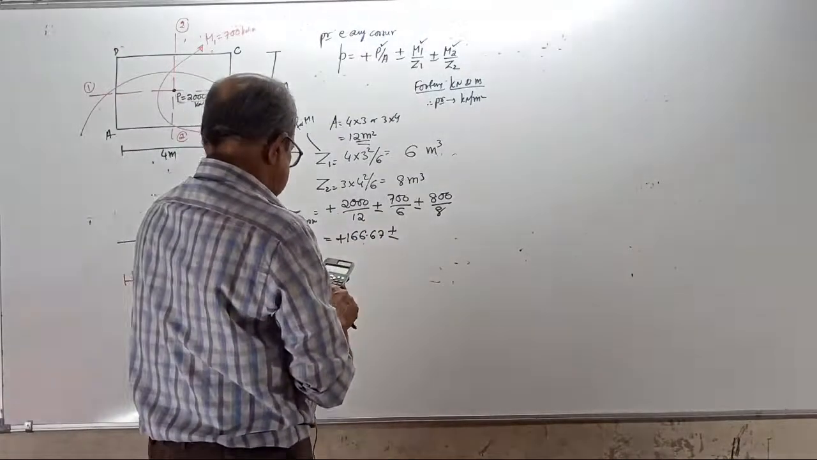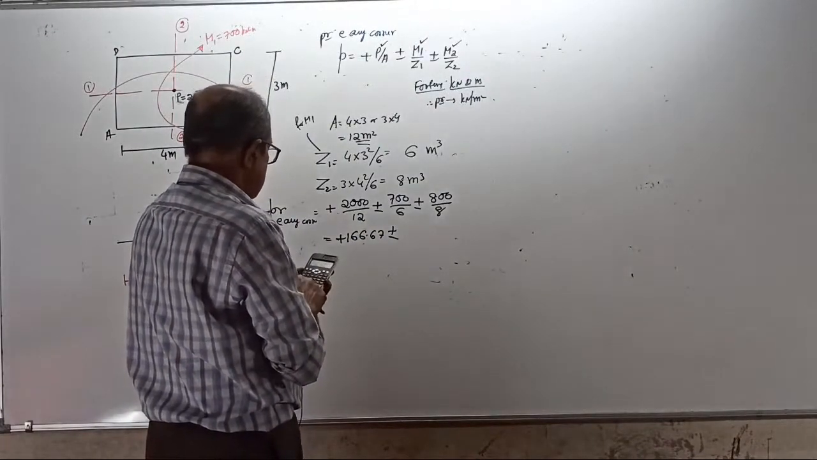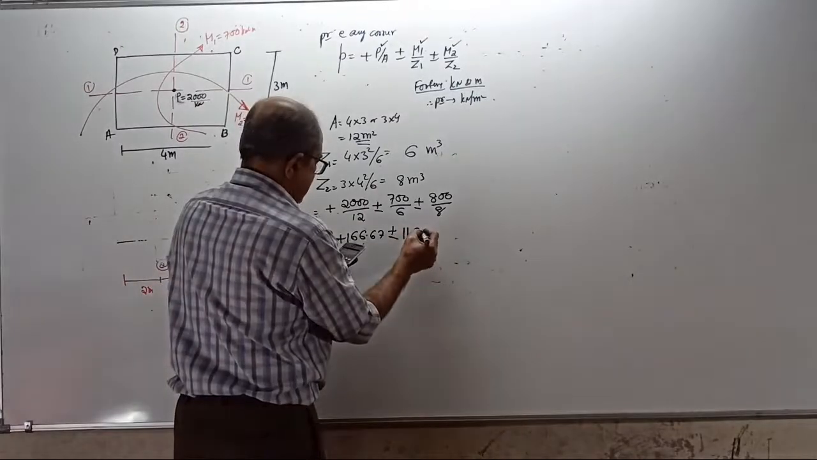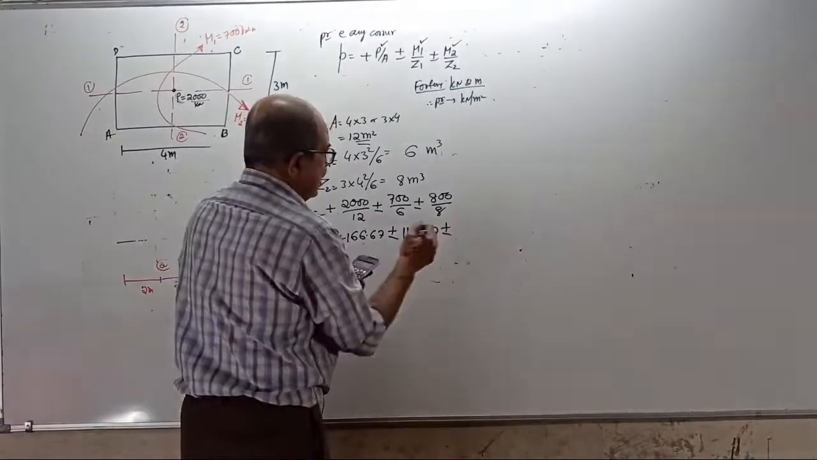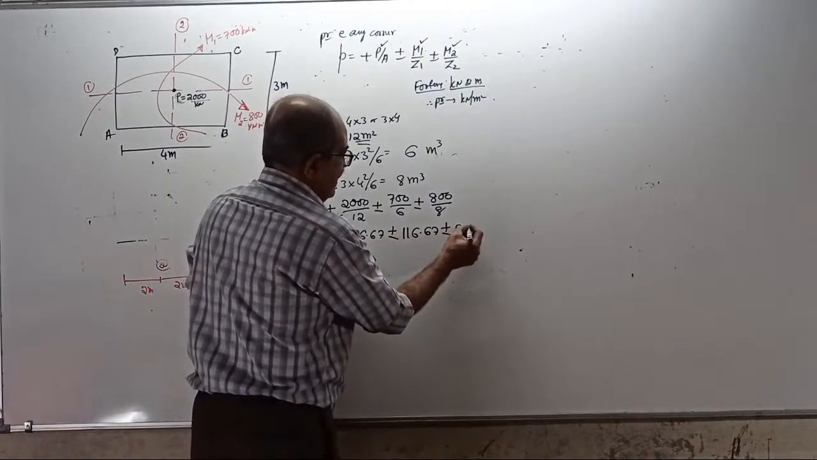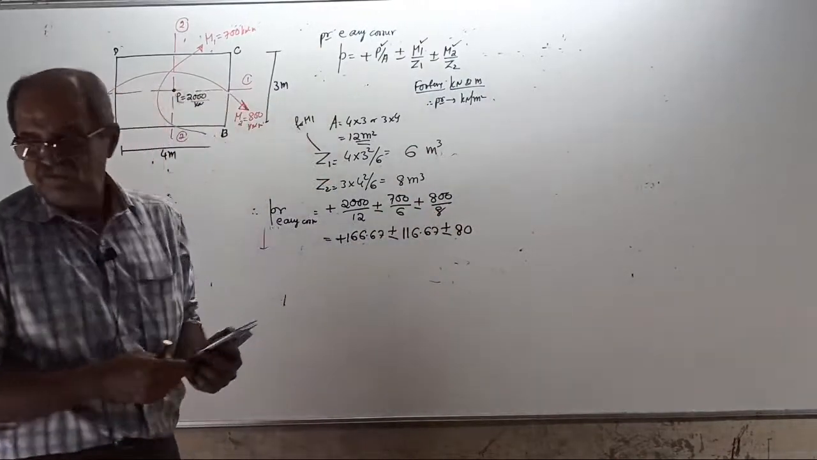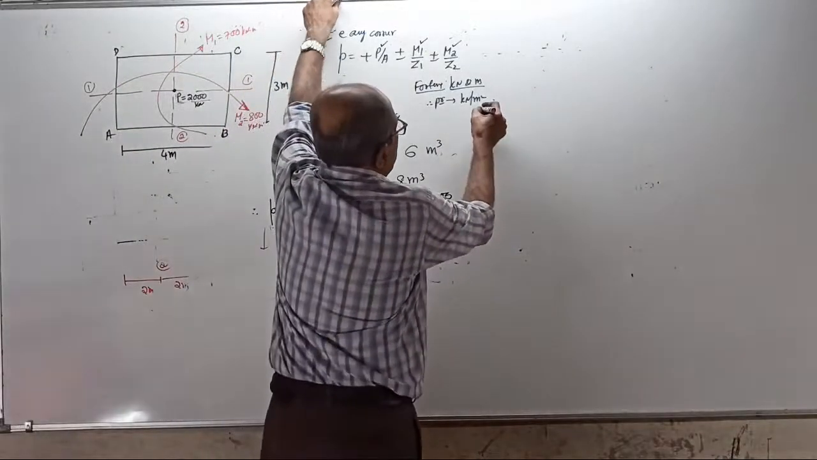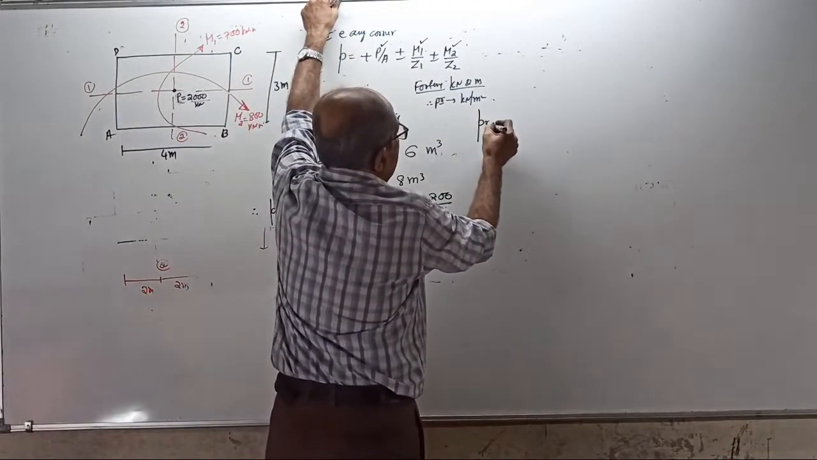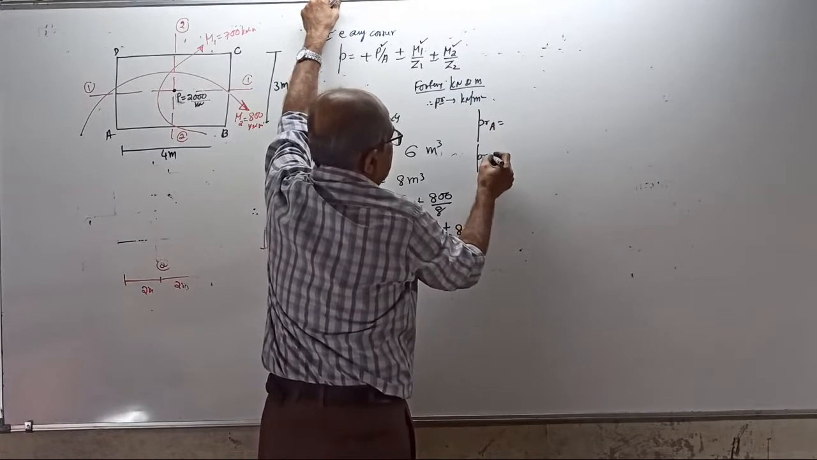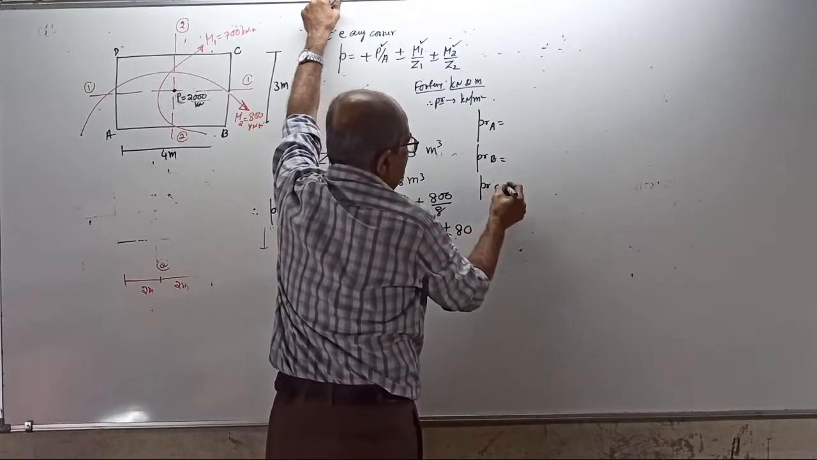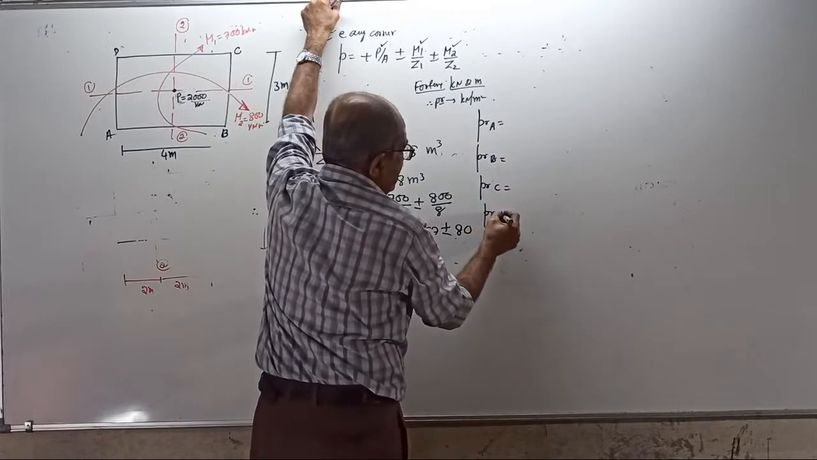700 by 6 is 116.67, plus or minus 80. Now, correctly, pressure at A, pressure at B, pressure at C, pressure at D.